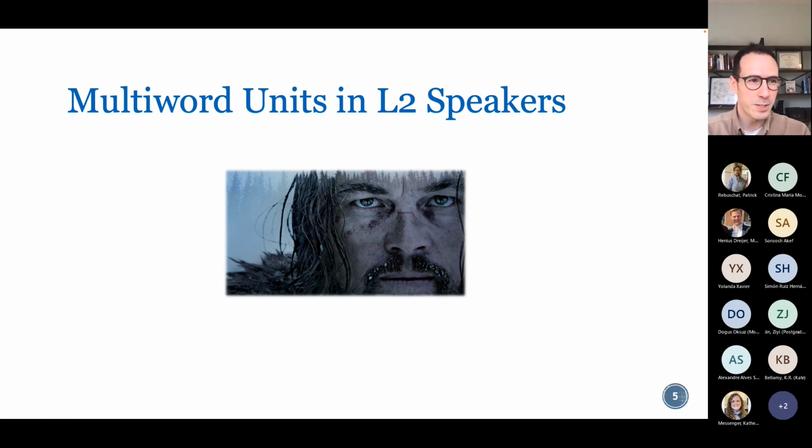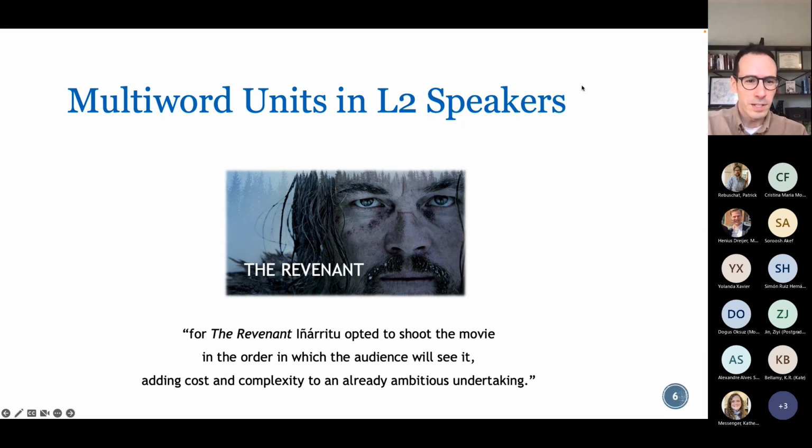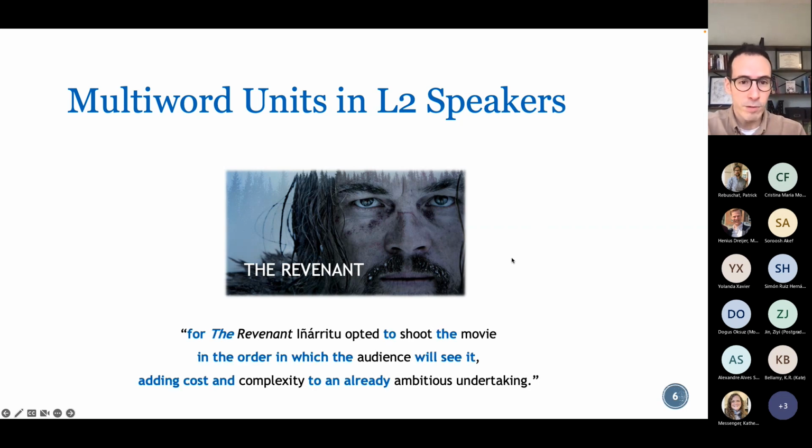I don't need to say much about multi-word units in this particular group, but just to start with a cinematic example, and at this time of the year, a winter-themed one seemed appropriate. To get in the shoes of a second language learner for a moment: if we read a movie review like this one about The Revenant, it says, "For The Revenant, Iñárritu opted to shoot the movie in the order in which the audience will see it, adding cost and complexity to an already ambitious undertaking."